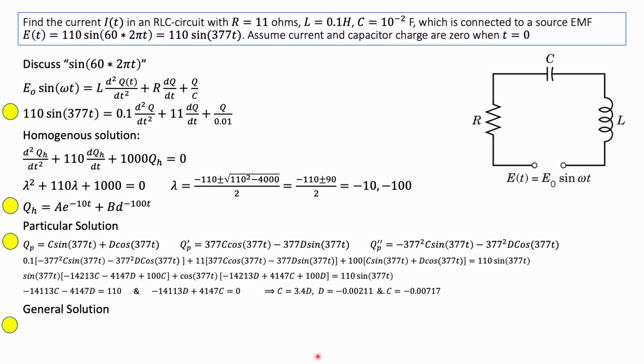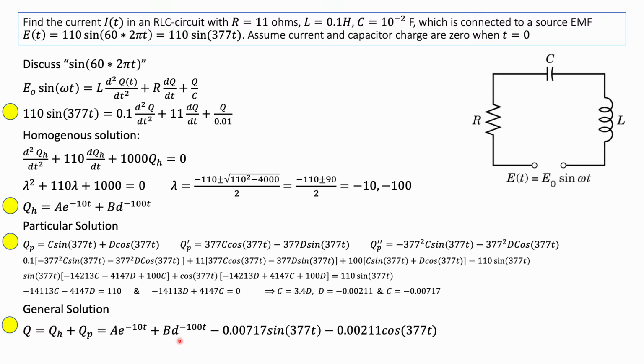And I won't bother with the details, but we're able to find a general solution, which is q is qh. I'm sorry, this is e to the minus 10t, and this is e to the minus 100t. I'll fix that before I finish the lecture, but I don't have time to finish it before this recording. And this is the particular solution that we got. We had c sine 377t plus d cosine 377t. Through this process, we found c was minus 0.00717 and d was minus 0.00211. So now we have the general solution.